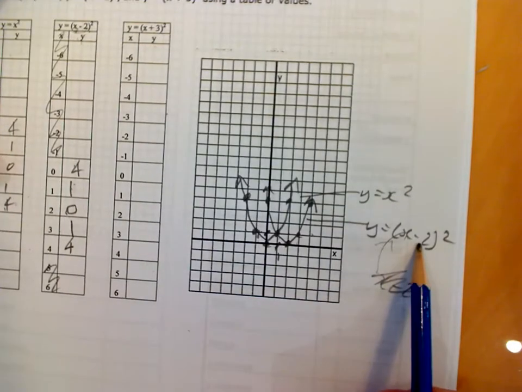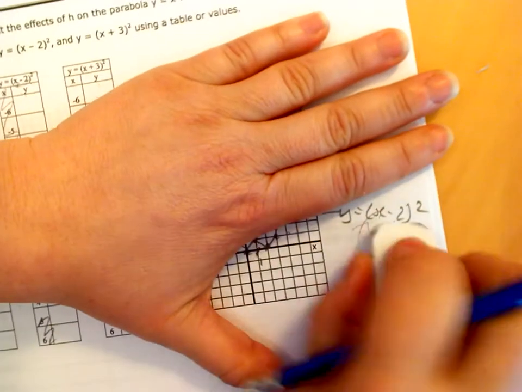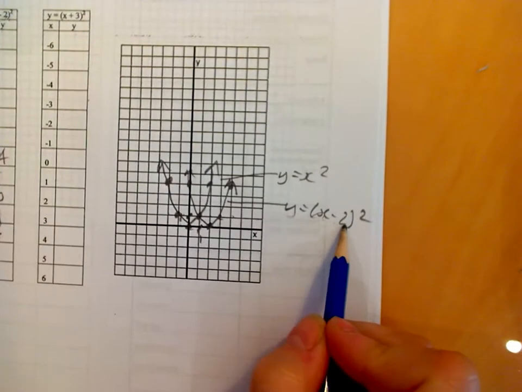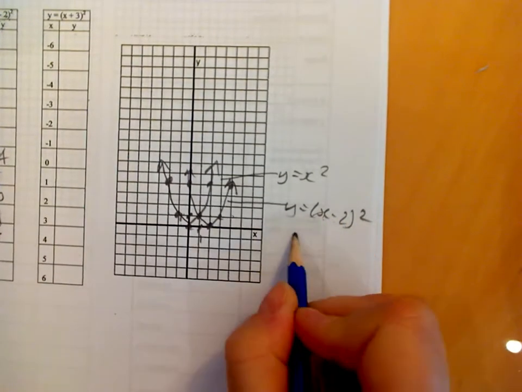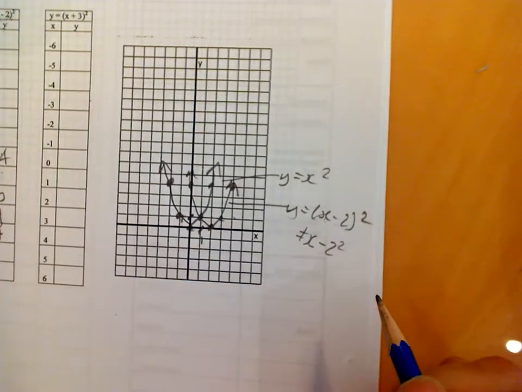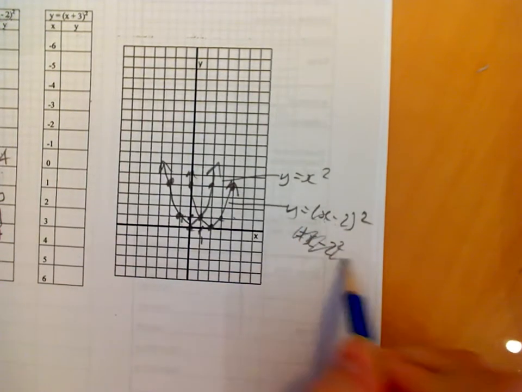I didn't realize I was off camera. Hang on a sec, guys, so you can see this. X minus 2 all squared is not the same as x minus 2 squared, because that's x minus 4. Those are two different things.